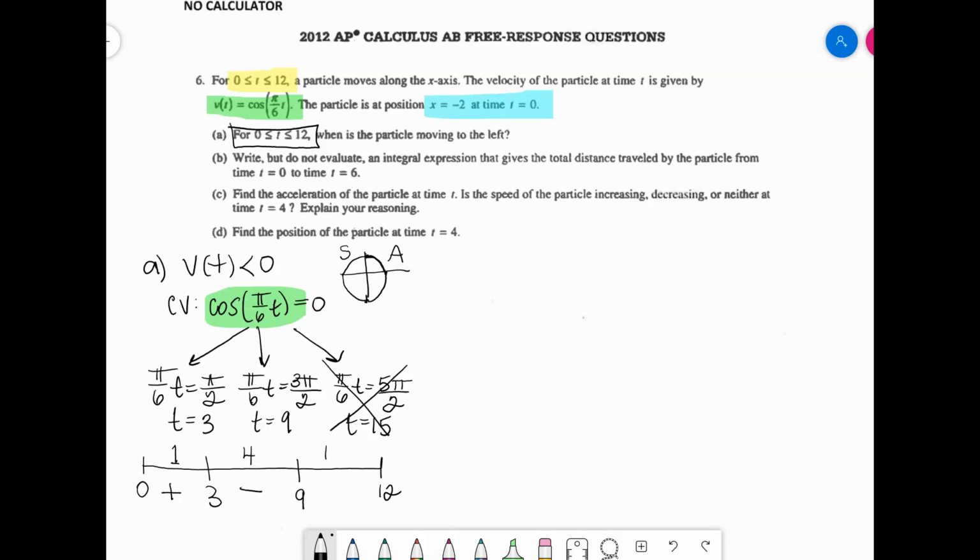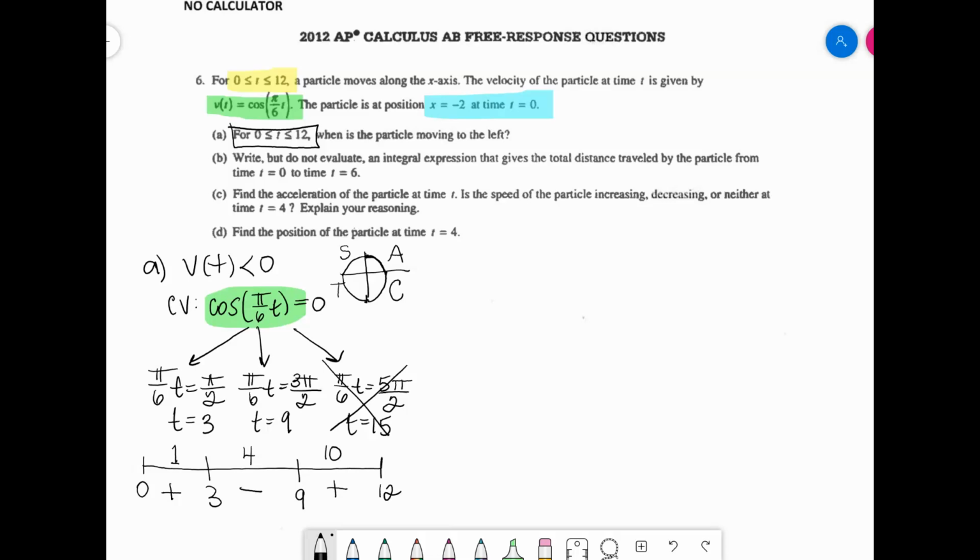All right, and now let's pick a value of 10 for testing between 9 and 12. If I plug 10 into the velocity function, it would be 10 pi over 6. Well, 10 pi over 6 would be 5 pi over 3. So 5 pi over 3 in terms of degrees is 300. So 300 is going to be in quadrant 4. So in quadrant 4, that's your C for calculus. All students take calculus. Cosine there is positive.